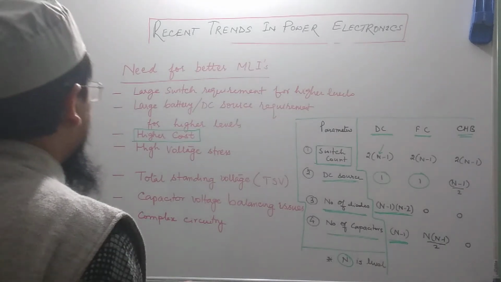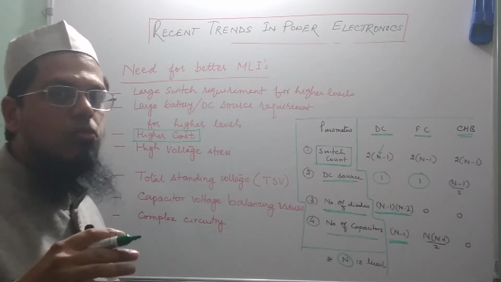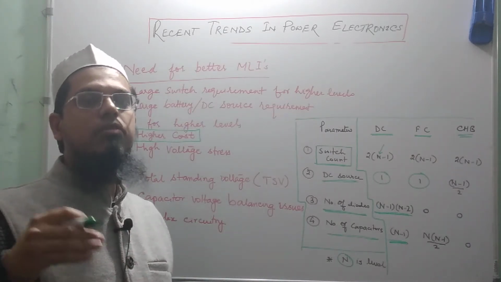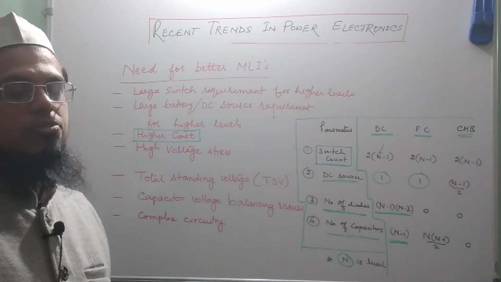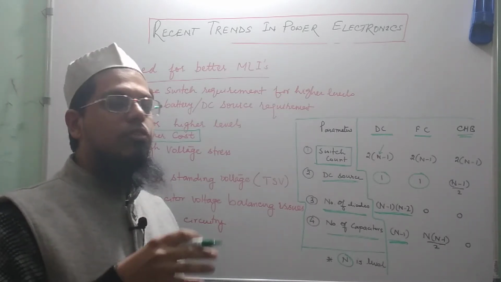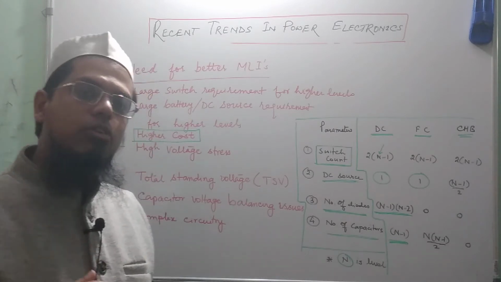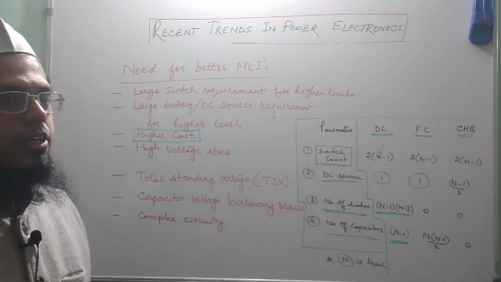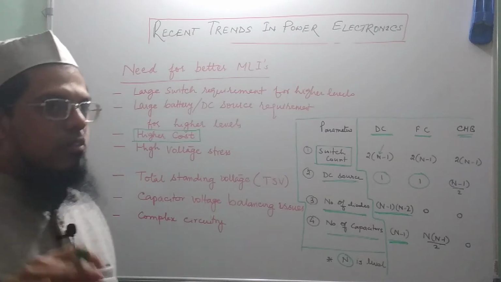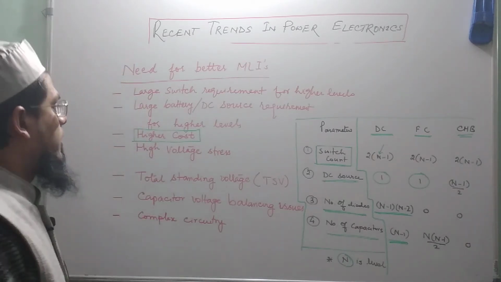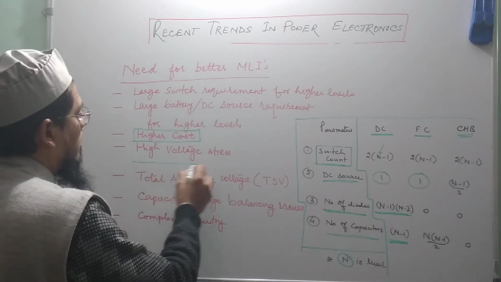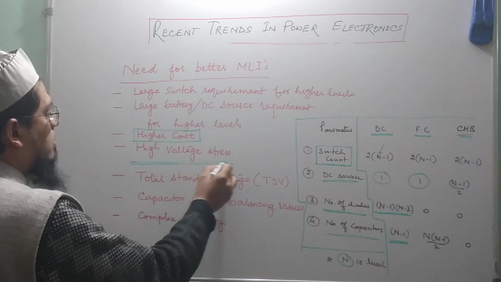talking about the number of levels, the voltage stress across the switch would be varying. At different switches it will be different. So definitely the loss associated with the different switches will not be the same. It won't be uniform. It would be varying. But one thing is clear, that the more the number of switches, the more will be the losses. Okay. So then the other point is higher voltage stress.